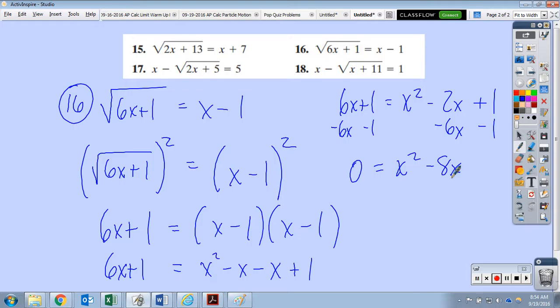And then now the next step is to factor like we normally would. So 0 is equal to, what's the greatest common factor of these two? I could factor or use the quadratic formula. So the greatest common factor is x, leaving me x minus 8. So then x could be equal to 0 or positive 8. And I need to test these.